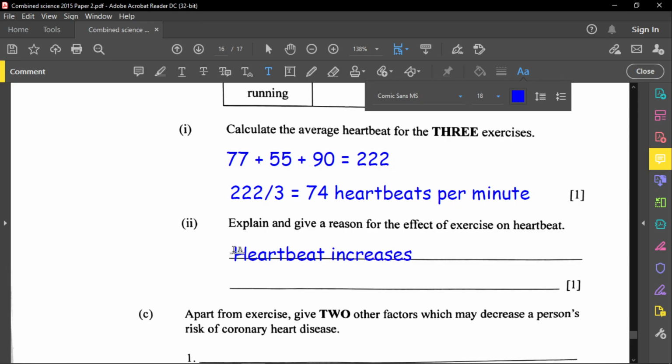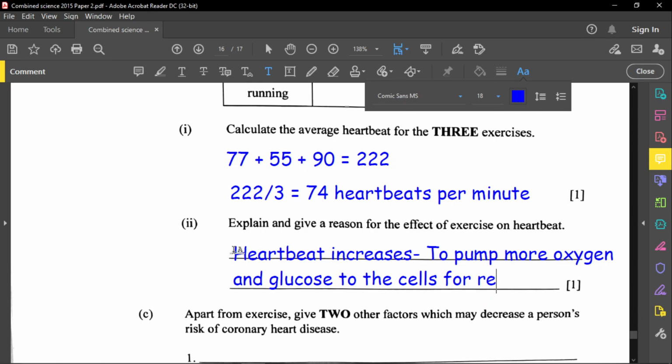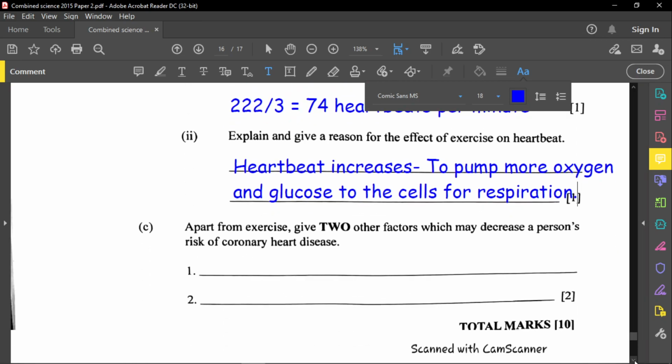The reason is simply to pump more oxygen and glucose to the cells, and this is for respiration, which is producing energy. Once you exercise, you want to get more energy, so it is for more energy production, or to give the body more energy during exercise.